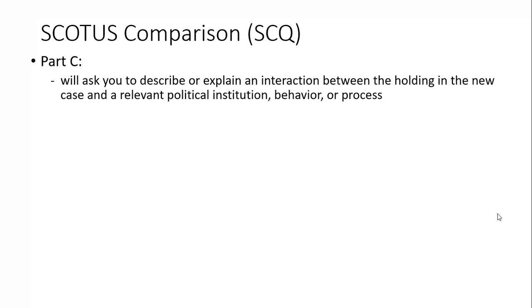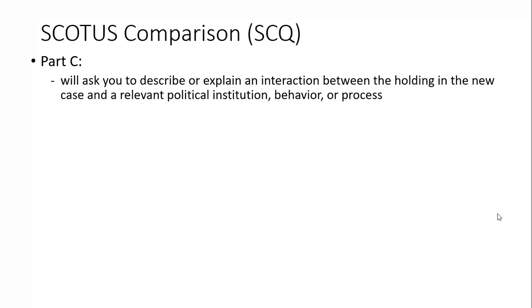Finally, Part C is going to take this in a different direction. This is actual language from the College Board, which I know is very wordy, but this is what they're looking for in Part C. They want you to describe or explain an interaction between the holding in this new case that they've given you and then some relevant political institution, behavior, or process. In other words, they want you to connect what the Supreme Court decided in this new case, the case that you've just been introduced to, and connect it to something else you know about government.